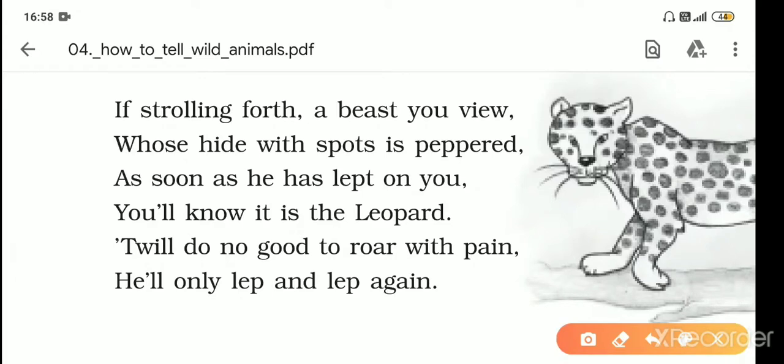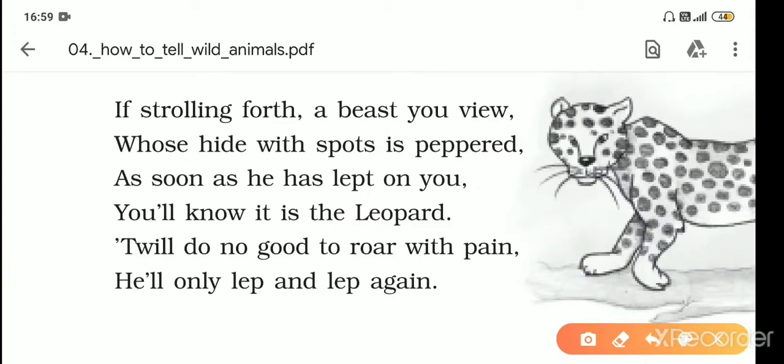Now, let us again understand the difficult word meanings in this. Strolling is walking casually. Forth is forward. Hide, here, is used in the sense of the skin of an animal. Peppered, here, means spots. Leapt, the spelling is L-E-A-P-T, leapt. That is jumping, jump towards someone.